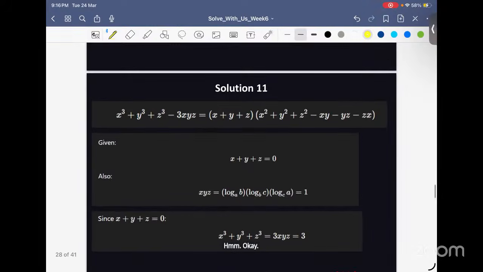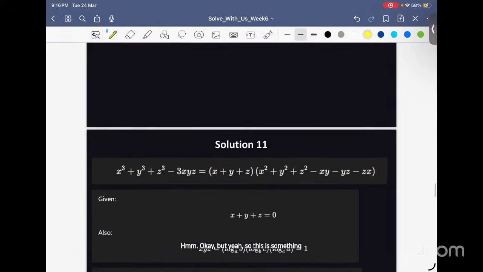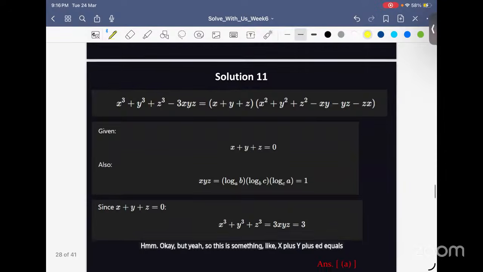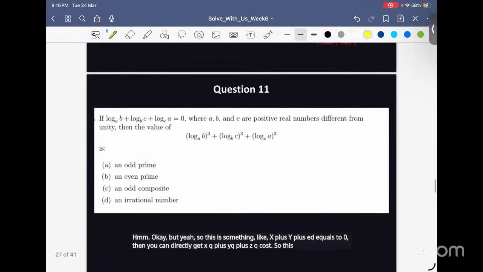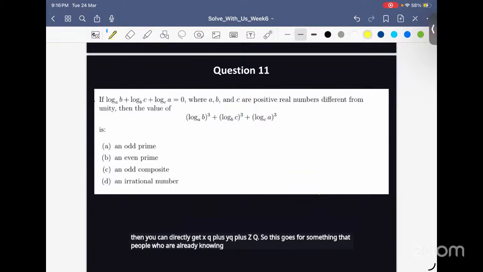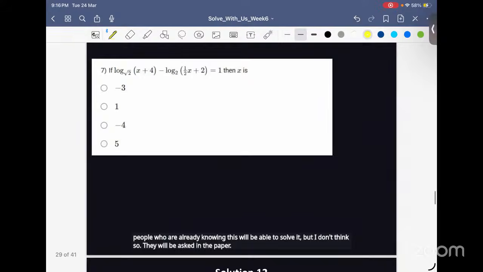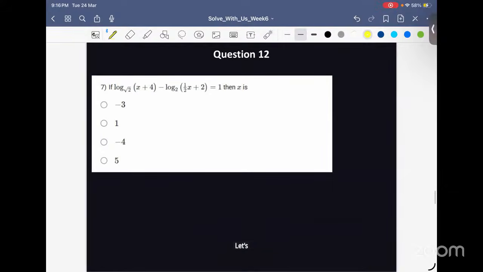Okay, but yeah, so this is something like x plus y plus z equals 0, then you can directly get x cube plus y cube plus z cube equals to 3xyz. So this goes for people who already know this and will be able to solve it, but I don't think they will be asked in the paper. Let's try to solve this one. This is simple, not difficult. There is nothing else to be used here.